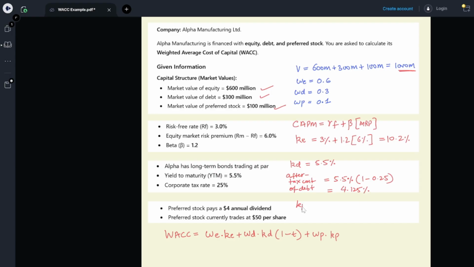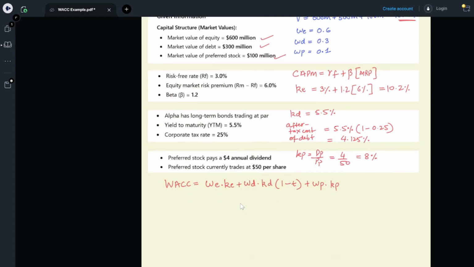The cost of preferred stock is going to be the dividend divided by the price of the preferred stock, 4 divided by 50. Based on the perpetuity formula, we get 8%. Okay, now that we have all the costs and all the weights, we're going to simply use our WACC formula to calculate our final answer.